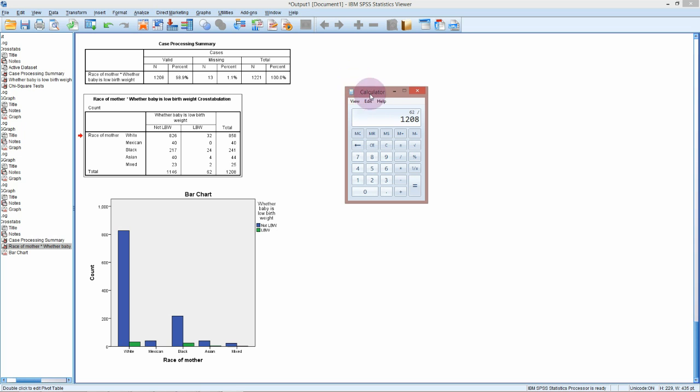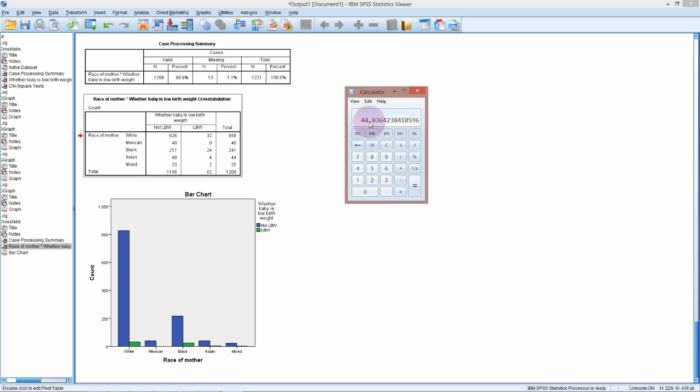Okay, so I've opened up the little calculator so we can see the calculations. If we overall have 62 low birth weight babies out of a total of 1,208 babies, that would give us our overall rate of low birth weight babies, and that's about 5%. So if there was no relationship between race and low birth weight babies, we would expect to see about that rate of 5% across all the races. Now, because we've got 858 white mothers, we would expect about 5% of them to have low birth weight babies. So if we multiply this value by our 858 white mothers, we could expect to see about 44 low birth weight babies.